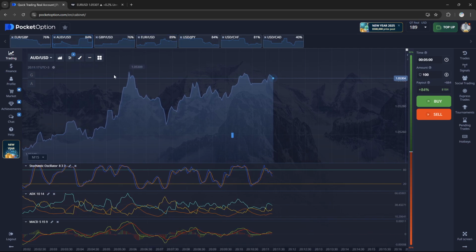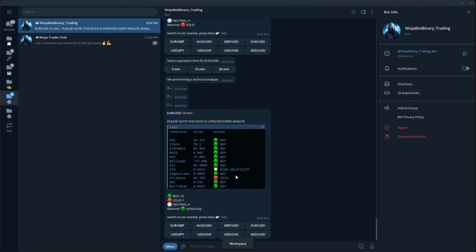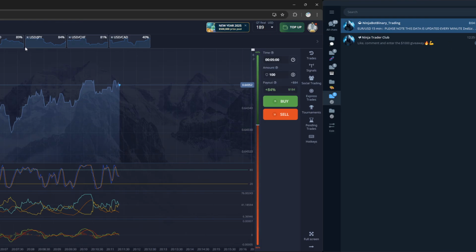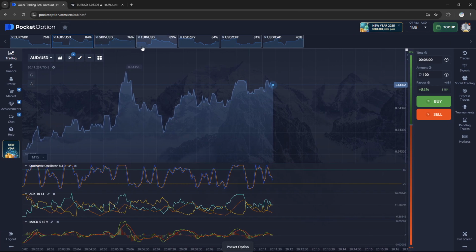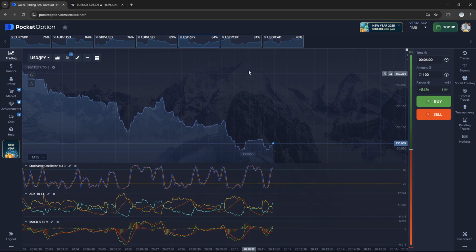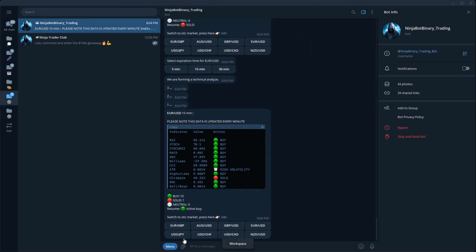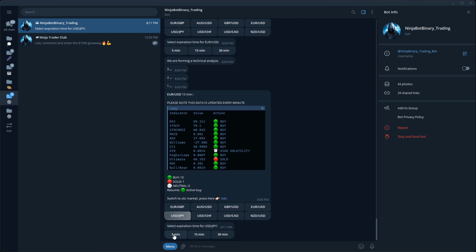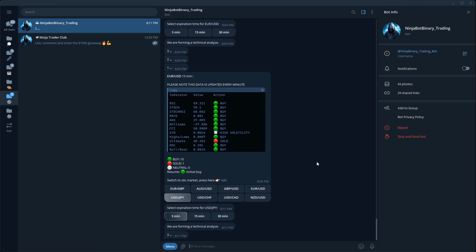Let's switch it up and work with the Australian dollar and US dollar pair. Actually, scratch that. Let's go with the US dollar and Japanese yen pair instead. I think this one's got potential. Let's start with the 5-minute time frame.